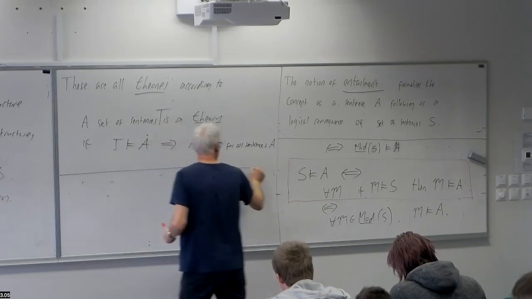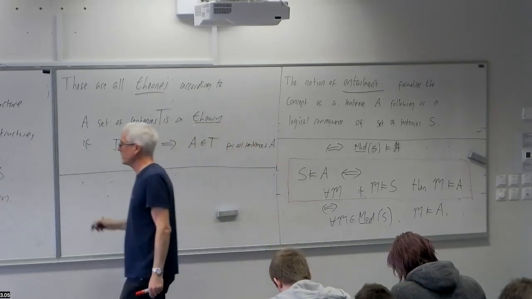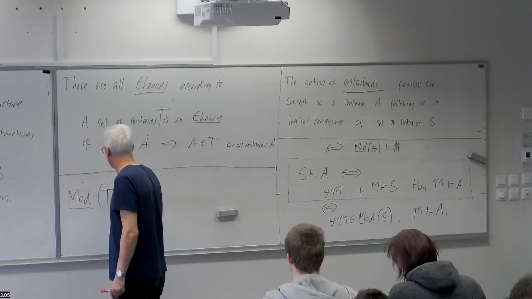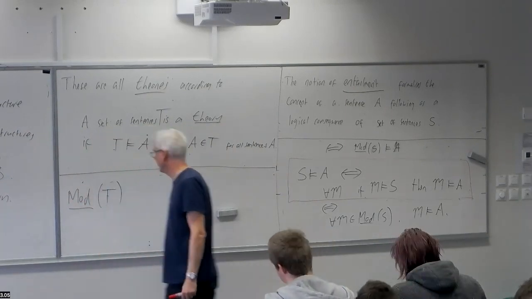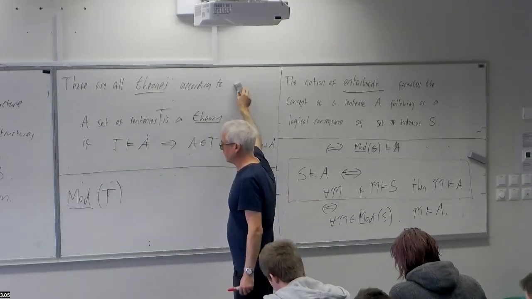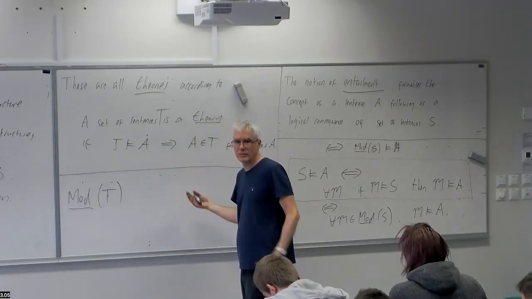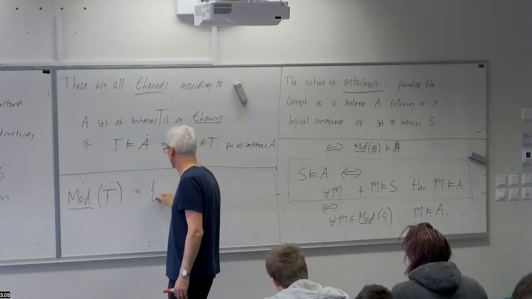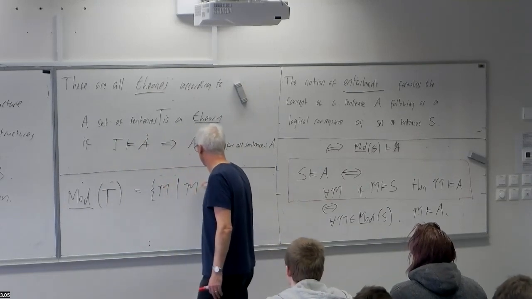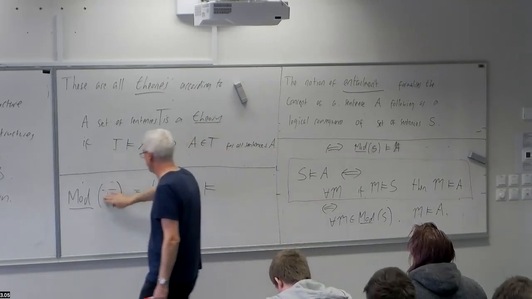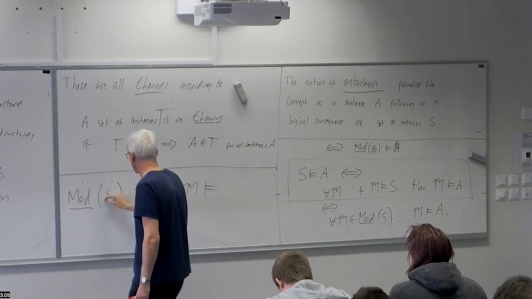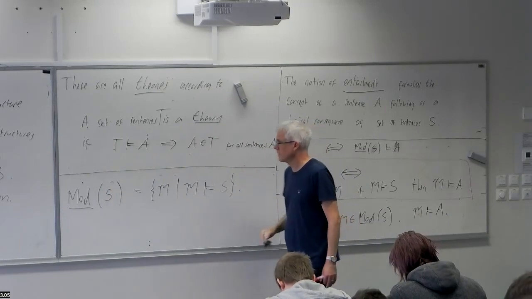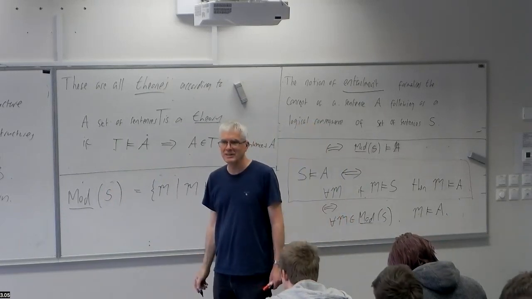And maybe one other thing I want to say is that something else that's going to be important later is the models of a theory. We define the theory of a class of models, but we can go in the other direction and define the class of models of a set of sentences to be the collection of all structures. Oh, we did define this already, didn't we? Yes, good.